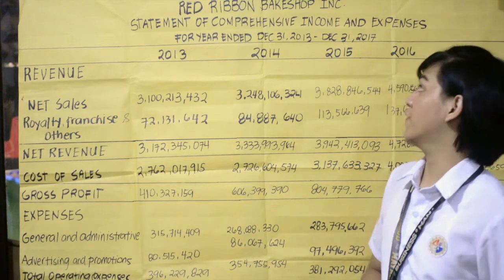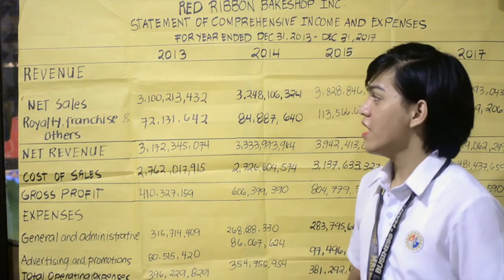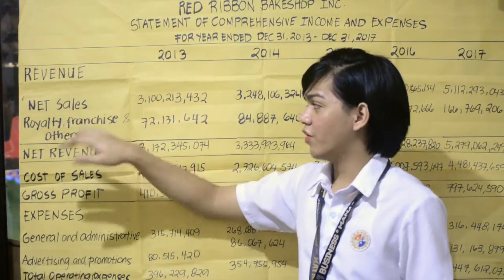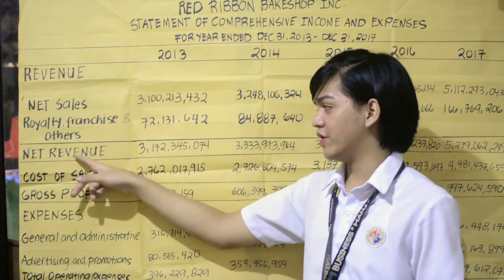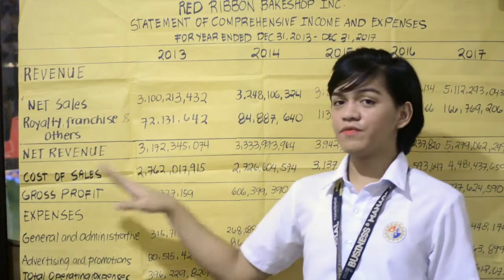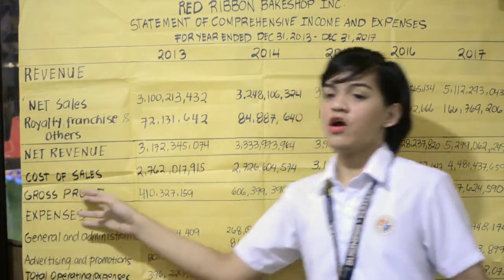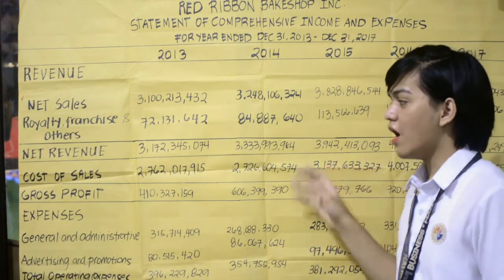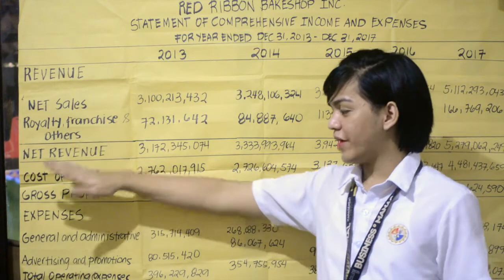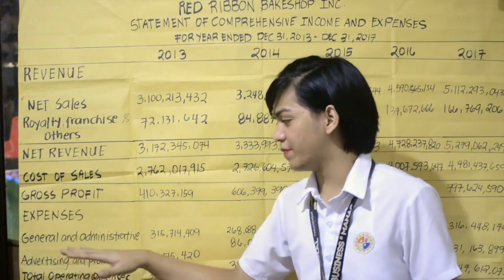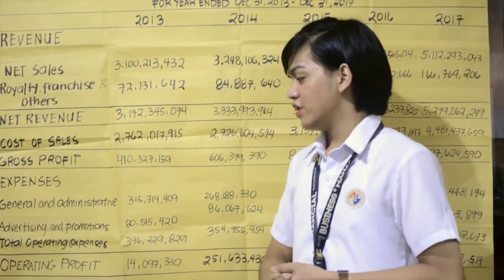On the statement of comprehensive income and expenses, the revenue appears first on the first column. This includes the net sales, royalty, franchise, and others to get the net revenue of the company. By subtracting the cost of sales from the net revenue, we will now arrive at the gross profit of the given entity. After which, it is followed by the expenses, and we break down all the expenses of the company to get the operating profit, which is included in the comprehensive income statement.